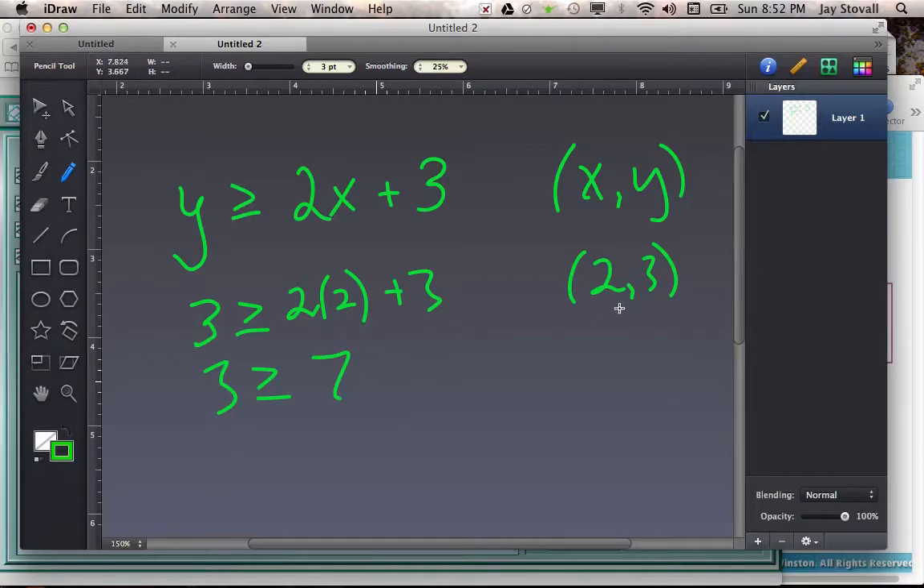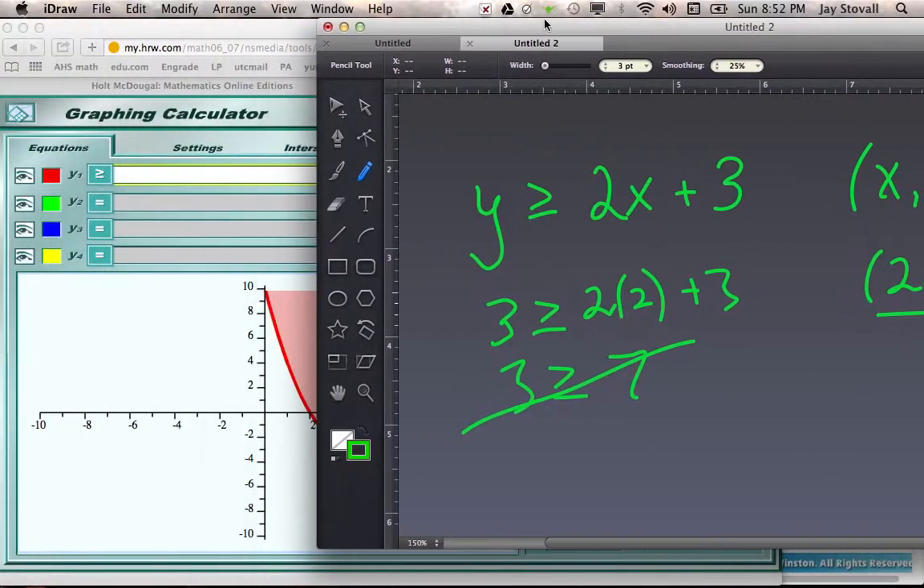So when we plug this ordered pair into this linear inequality, we get an untrue statement: 3 is greater than or equal to 7. Since this is not true, we say this ordered pair is not a solution to this inequality. We also say it is not in the solution region of this inequality. And to remind you about that, we go to graph this.